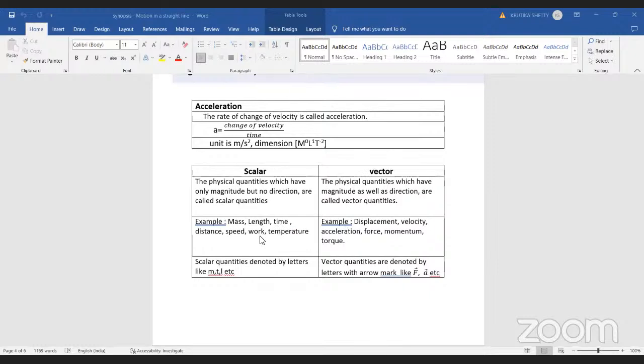So mass, length, time, distance, speed, work, temperature are scalar quantities. Vector quantities are displacement, velocity, acceleration, force, momentum, and torque. Okay, so scalar quantities are denoted by letters, that is, whatever symbols they have, we take them directly. But when denoting a vector, the vectors have the arrow mark over the letter. So when writing force like this, acceleration, displacement or velocity, momentum p, torque. Yes, so we will represent it with the arrow mark over the head. So just to differentiate between scalar and vector quantity, one is just a symbol, and for vector quantities we denote it with an arrow mark over the head.